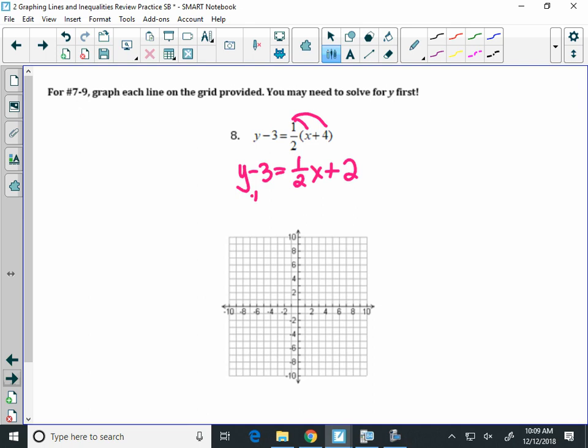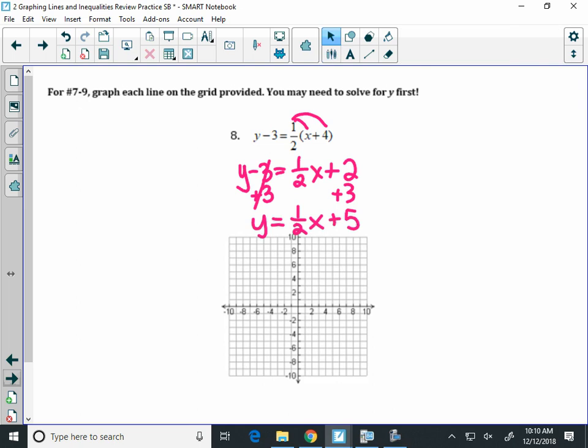Now I need to move this 3 to the other side so that I get y by itself. And when I move that 3, I get y equals, the 1/2 x does not change, and 2 plus 3 is 5. Now that I have that equation, I can identify that my y-intercept is 5, and my slope is positive 1/2. So that means I rise up 1, run over 2. And you're going to keep continuing that pattern in both directions so that you can connect your line. And there's your graph.